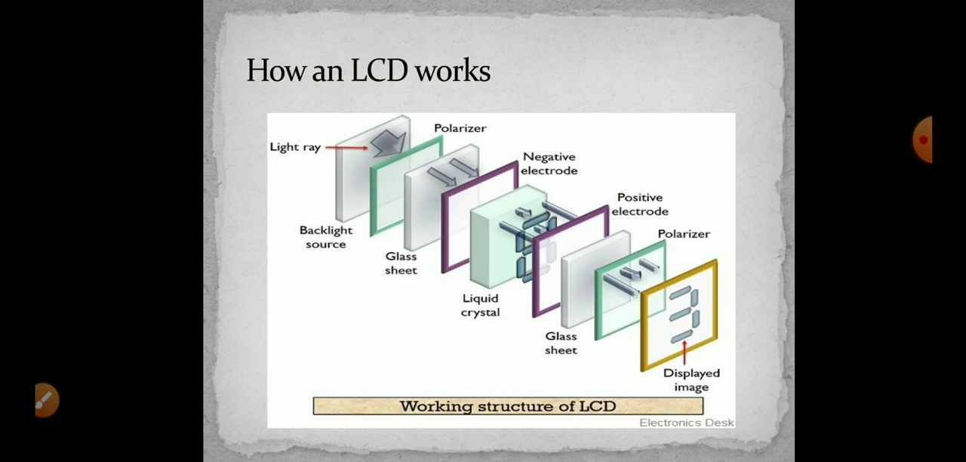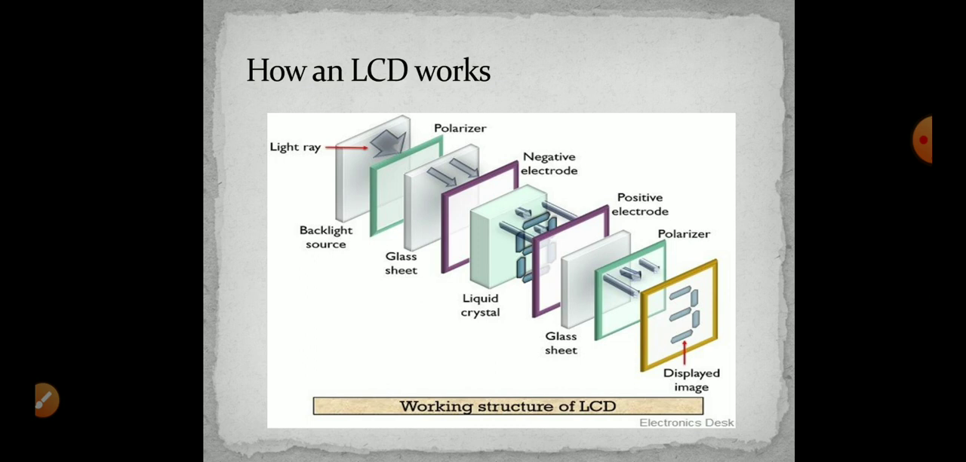From the negative electrode, this energy signal reaches the liquid crystal. These liquid crystals undergo changes in their optical properties. When the induced voltage on the liquid crystal changes, its optical property also changes. Based on those changes in the optical properties, the changed light signal falls on the positive electrode. From the positive electrode it reaches the polarizer through the glass sheet and then the displayed image. This is the working of an LCD.